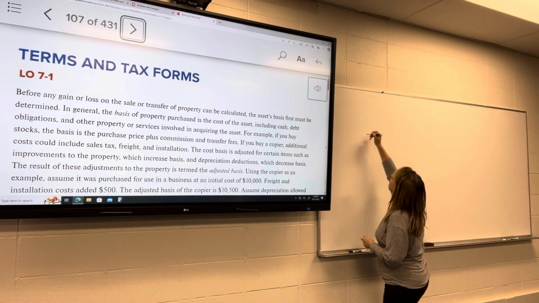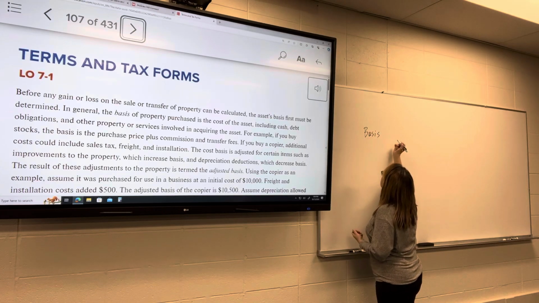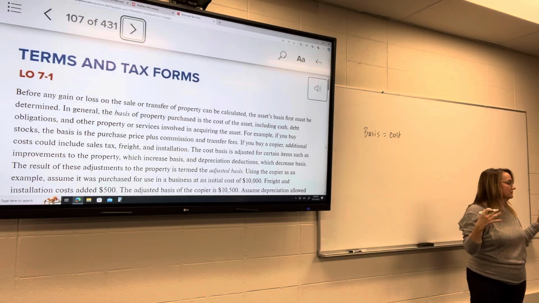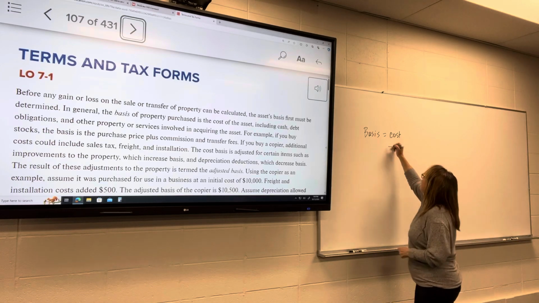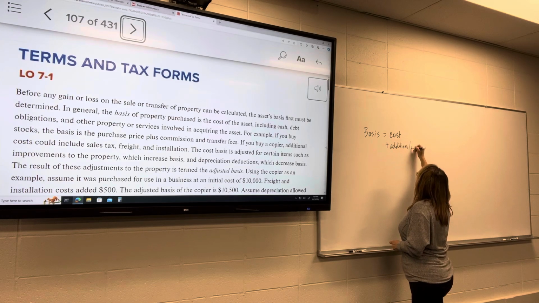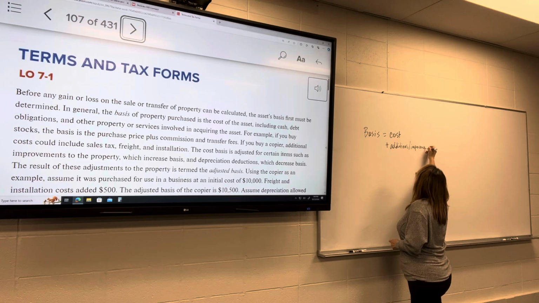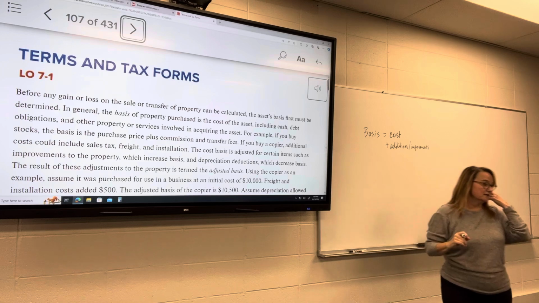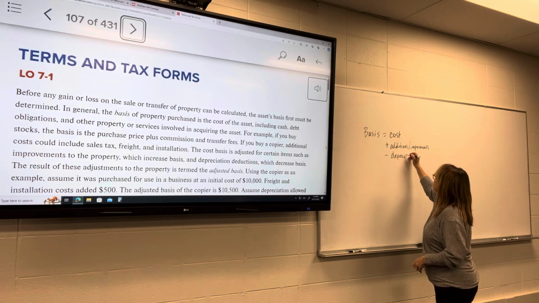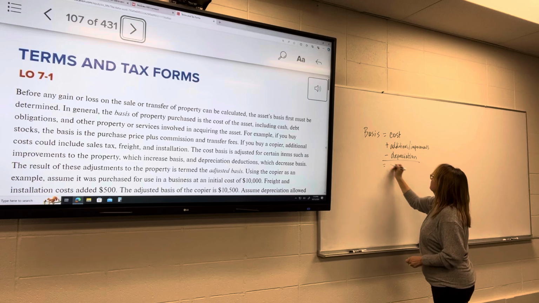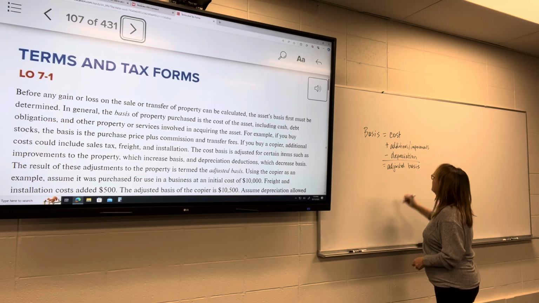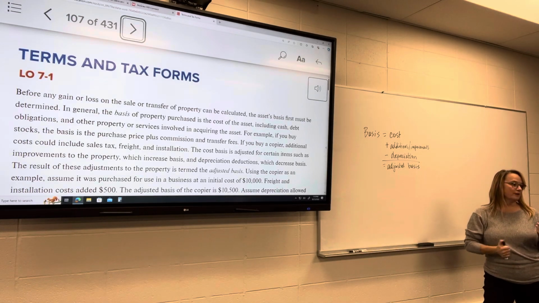Okay, so we start out with our basis, which is gonna be our cost, what we initially paid for it, plus all those installation fees, taxes, all of that stuff. Plus any additions or improvements added to it, any additional amount that increased essentially the value of it, minus depreciation is going to get us to our adjusted basis.